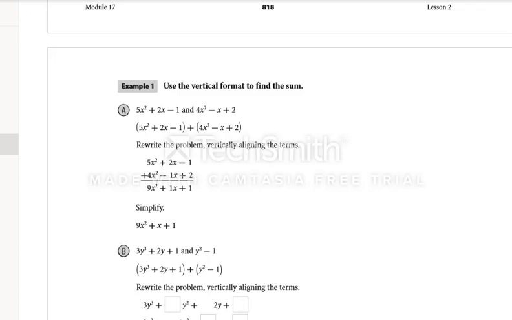Line the x squareds above each other. Line the x's above each other. And line the numbers above each other. Then go through, add the coefficients. 5 plus 4 is 9. 2 plus a negative 1 is 1, and negative 1 plus 2 is 1. So that simplifies it to 9x squared plus x plus 1. Alright.